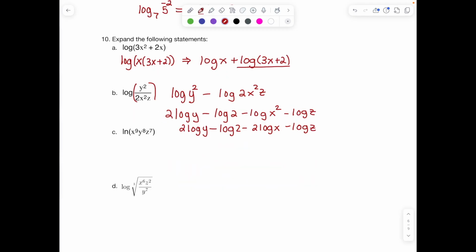All right, let's work on this one. ln of x to the 9th, y to the 8th, z to the 7th. So ln of x to the 9th, let's split them up by multiplication. So plus ln of y to the 8th.